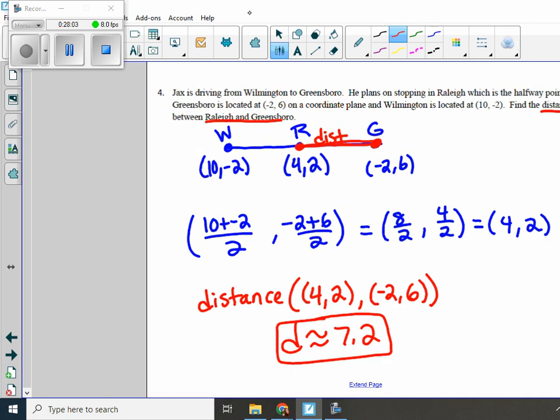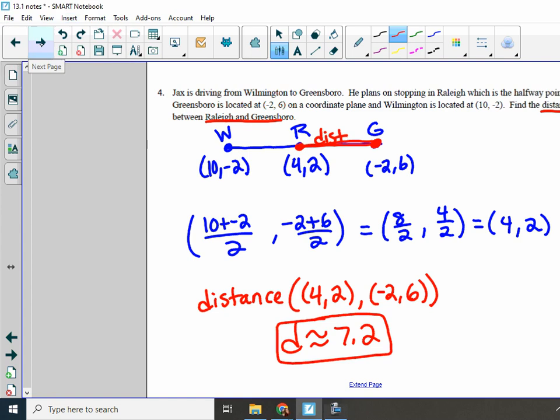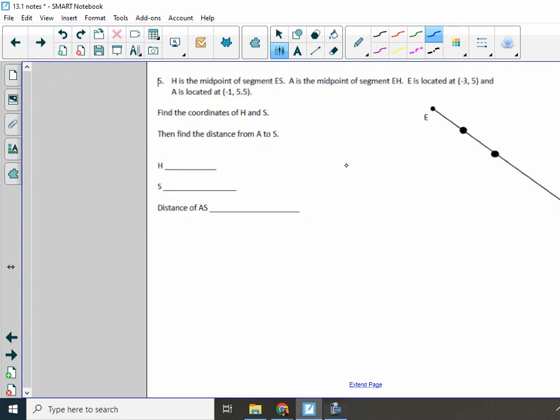Good here? Yes, sir. Okay. All right, now we've got a picture with multiple points on it. They tell us H is the midpoint between E and S. If you look at your segment, E is one end, S is the other. Which one of these points is the middle? The first one or the second one? Second one. So we're going to label that as H because they tell us H is the midpoint. And then they say A is the midpoint between E and H. So that's your other point here, right? A.